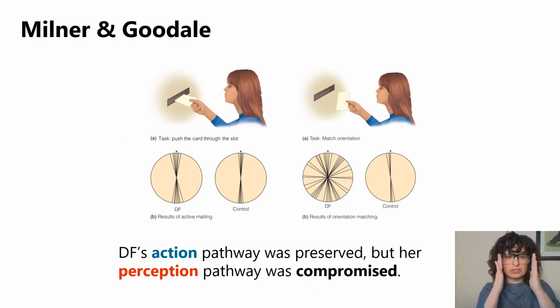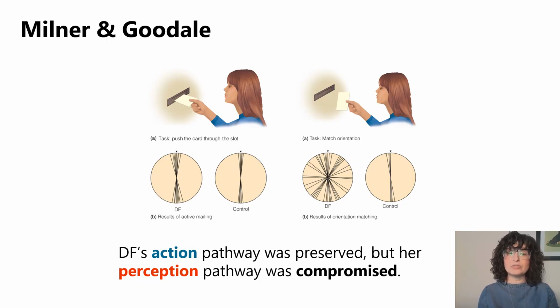So here's sort of the conclusion. DF's action pathway was preserved. And if her action pathway needed to know the orientation, it got access to that information, even though that should be in the what pathway. And even though her perceptual pathway was compromised, she still gets access to that information because the action pathway needs it in order to act.